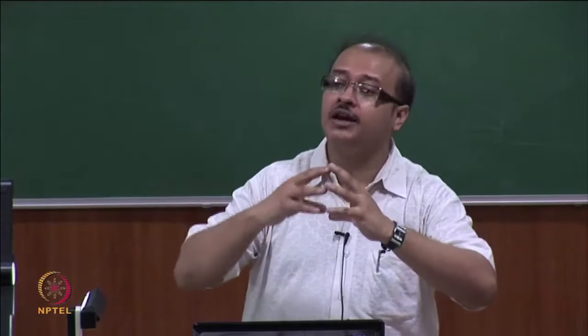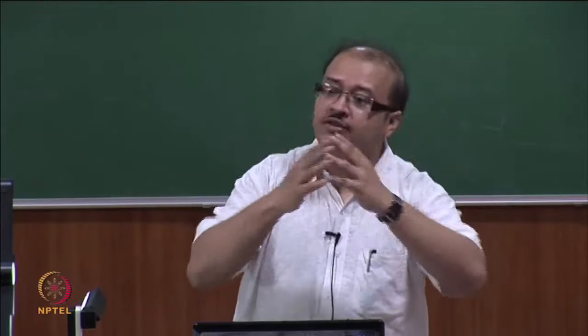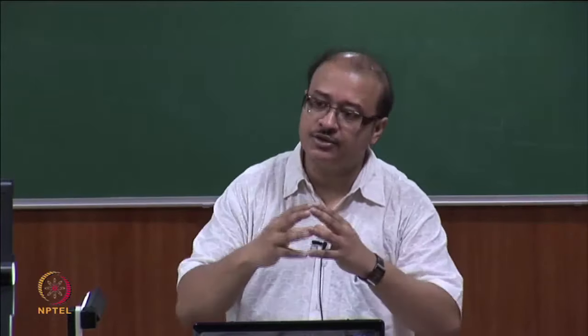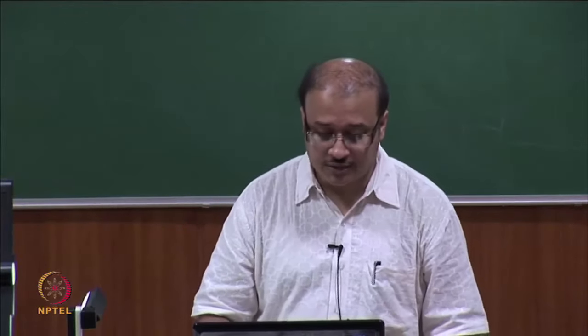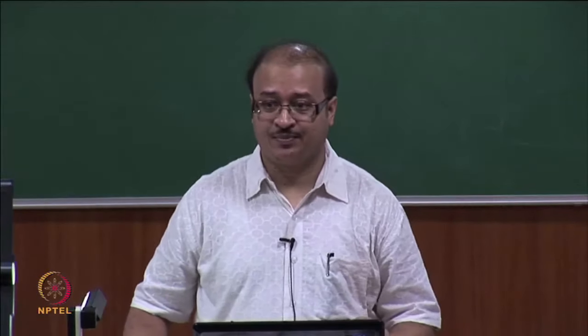Yes, it definitely has to collide, and it will form the complex after it collides. But in case of dynamic quenching, after collision it will never stay there, it will always collide and move out. In case of static quenching, when it comes, it stays and forms a complex. This is the difference, and there will be more differences later as you will see. So here also the Stern-Volmer relation goes like F0 by F is equal to 1 plus K_S times the concentration of Q. Please keep this in mind: in the previous case we said K_SV, which was the Stern-Volmer constant, in this case it is K_S. It is a static quenching constant, and let us take a look at what K_S is.